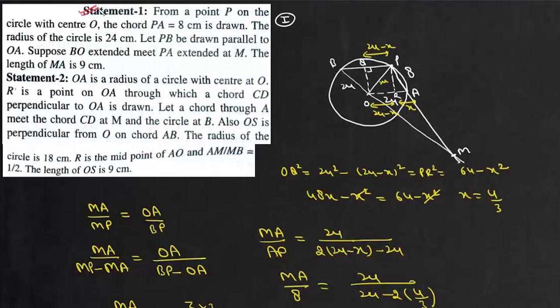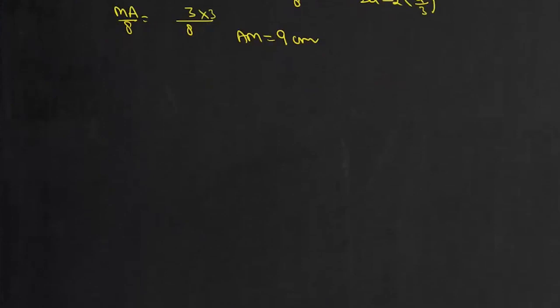Now statement 2 is OA is radius of the circle with center at O, and R is point on OA through which a chord CD perpendicular to OA is drawn. Let a chord through A meet the chord CD at M and circle at B, and also OS is perpendicular from O on chord AB. If the radius of circle is 18 centimeter and R is the midpoint of AO and AM upon MB is 1 by 2, then length of OS is 9 centimeter. So now we'll draw conditions given in the second statement.